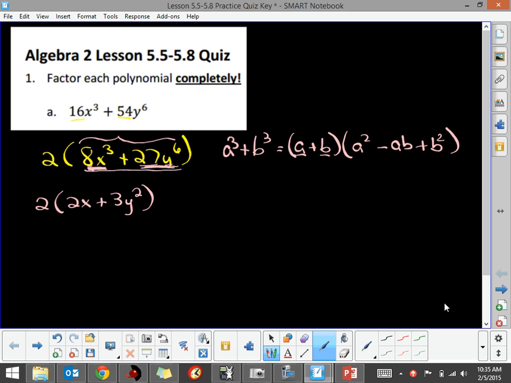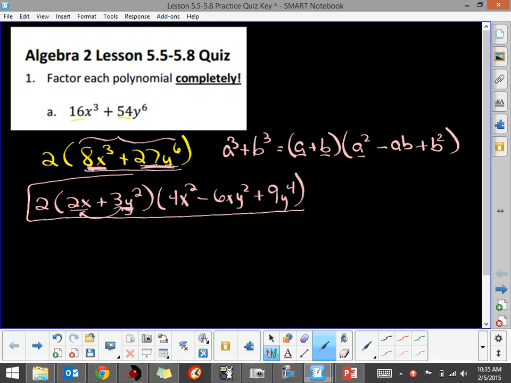Then, in order to get your second part of this, you square the first thing. So my first thing is 2x, so I'm squaring it. That's 2x times 2x, or 4x squared. Then you multiply the first thing times the second thing, and the signs are always opposite in here, so minus 6xy squared. Then you square the last thing, or the second thing, which is 3y squared times 3y squared, or 9y to the 4th. So this is the factorization of 1A.